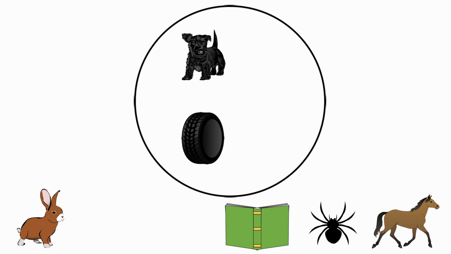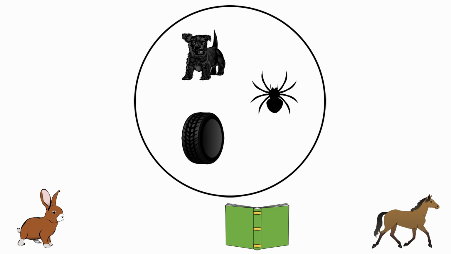Our next picture is a book. Is the book black? No, the book is not black. We'll leave it right where it is. Next is a spider. Is the spider black? Yes, the spider is black. Let's move it to the circle. Our last picture is a horse. Is the horse black? No, the horse is not black. Let's leave it right where it is. Awesome work, friends! You helped me sort all of the black objects.